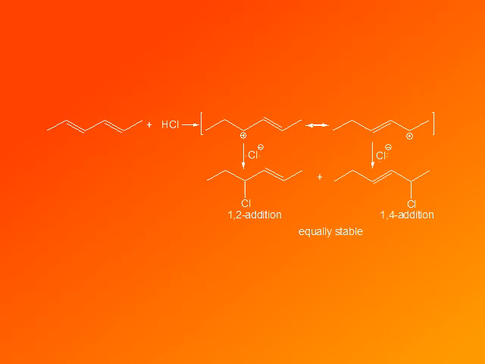Product that is obtained via more stable carbocation is always kinetic product. Product that gives more stable double bond is always a thermodynamic product.